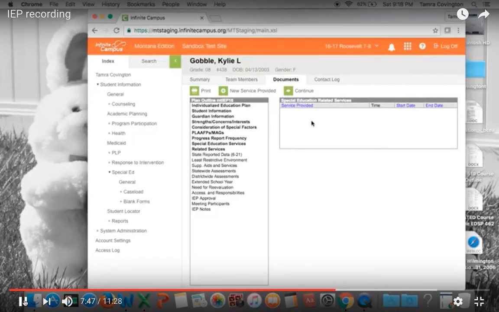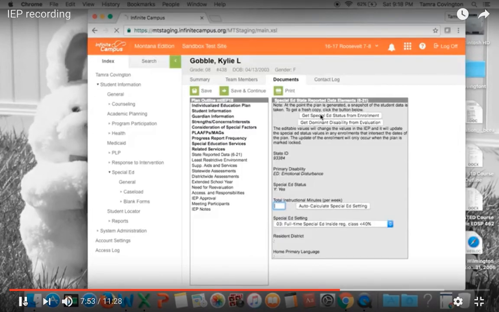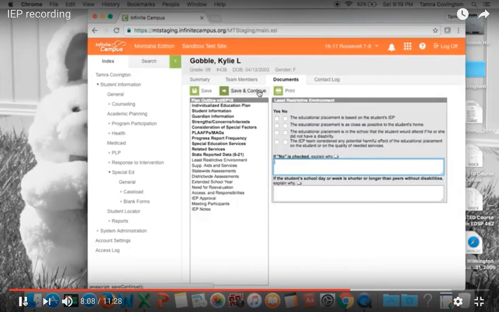I showed you how to delete a service area if you get it in there incorrectly. In some districts, you're not able to do that. They require your AIM internet manager to do that, but in some cases you can. The total number of minutes per week depends on the grade level of the student and how many minutes per week your district provides instruction.